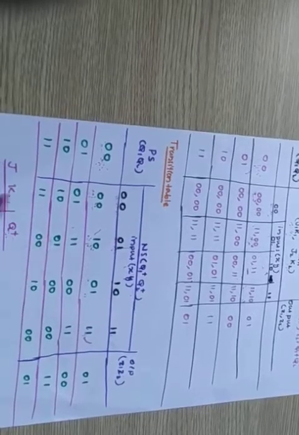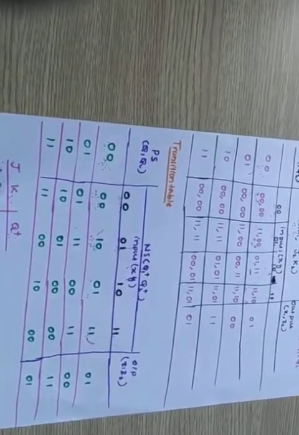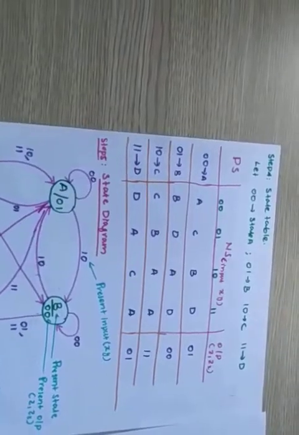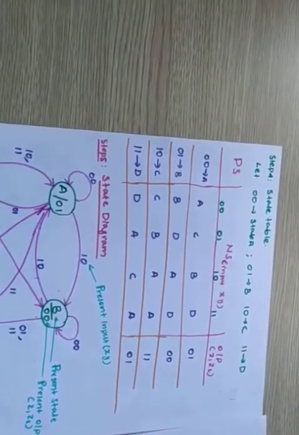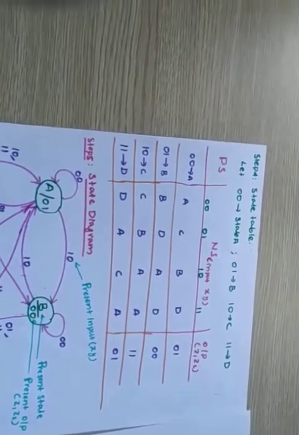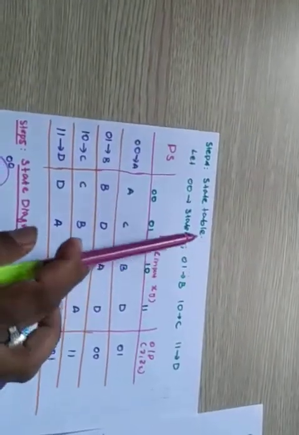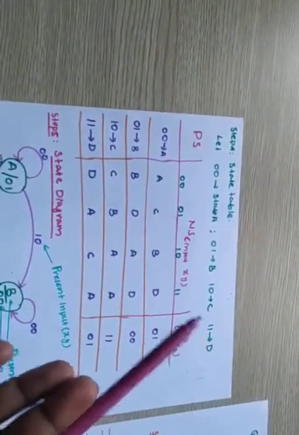This is the alternative method for filling the transition, writing the transition table. After the transition table, you have to write the state table. This is step 4. The fourth step is the state table. How to write the state table?